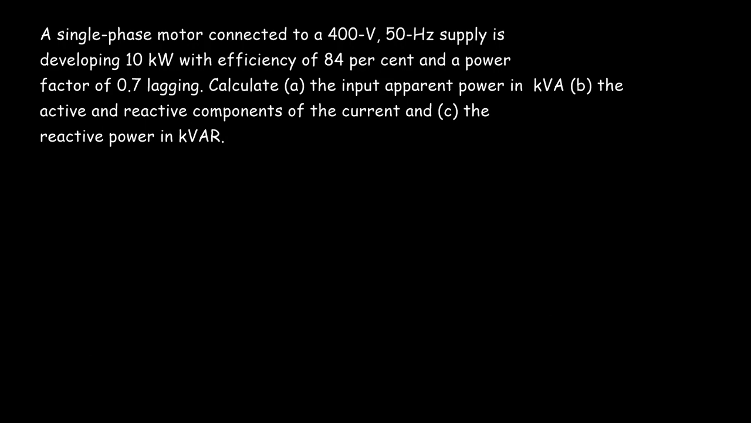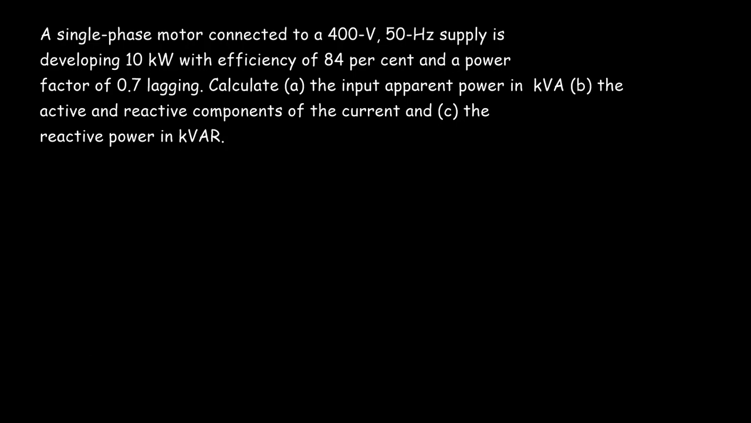In this video, you're going to solve this question I have on the screen: a single phase motor connected to a 400 volts and 50 hertz supply is developing 10 kilowatts of power with efficiency of 84% and a power factor of 0.7 lagging. Calculate A, the input apparent power in kilovolt amperes, B, the active and reactive component of the current, and C, the reactive power in kilovolt ampere reactive. So let's look at how you're going to solve this question.